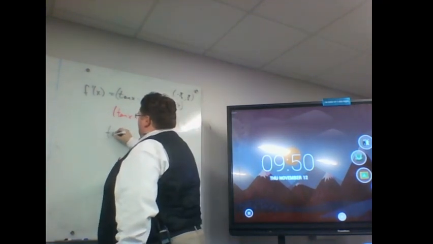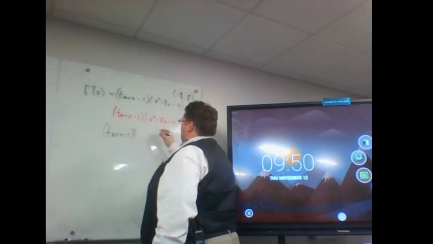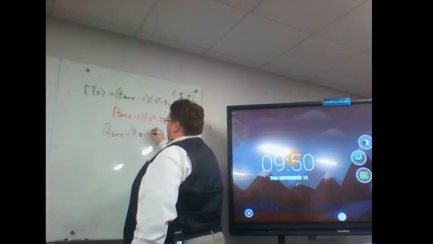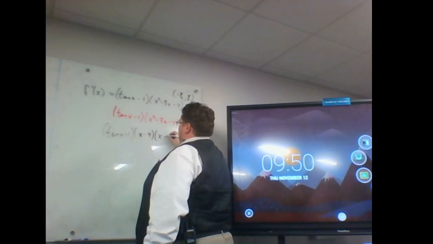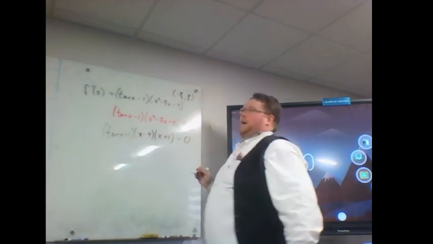Let's do it. Tangent of x minus 1. We've done nothing with the first one yet. The second one becomes, you said x minus 4, x plus 1? Yeah. Equals 0. All right, now we're ready to do.